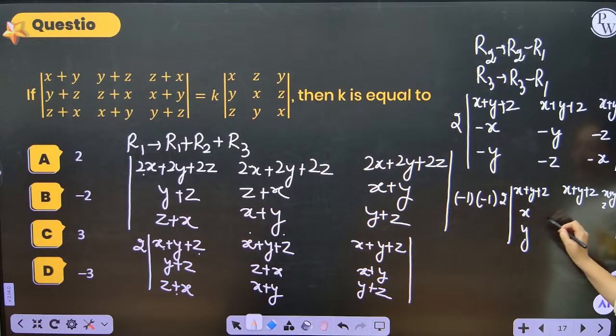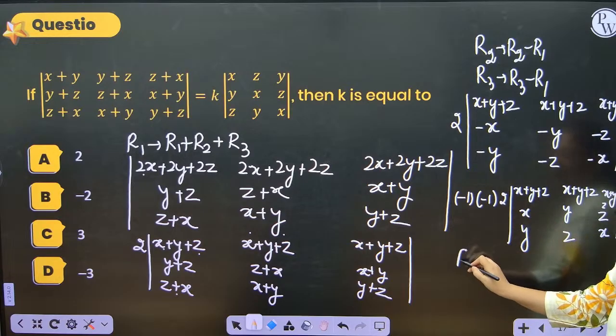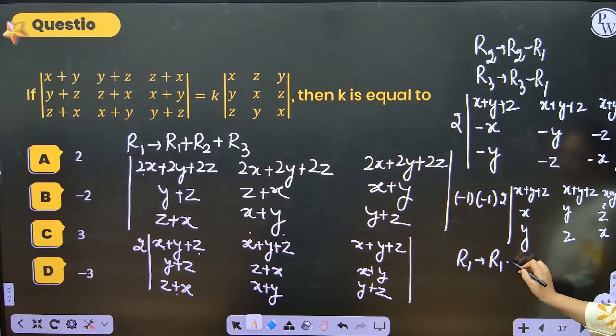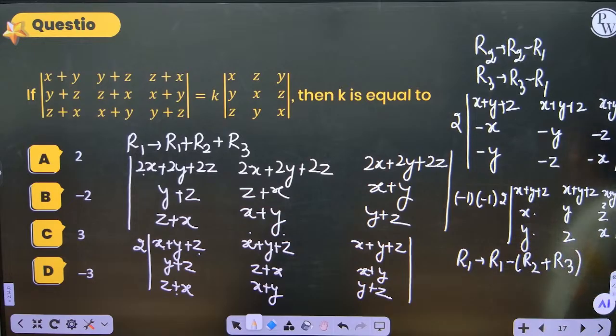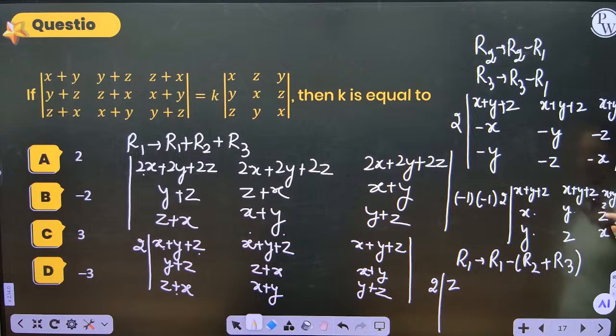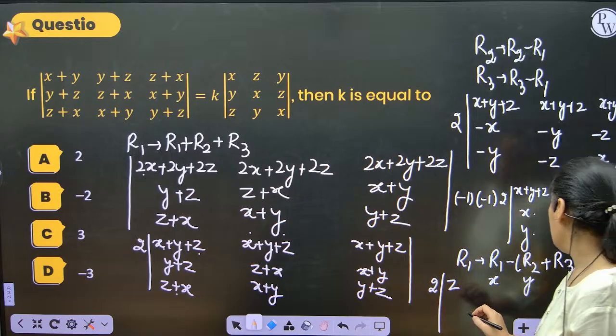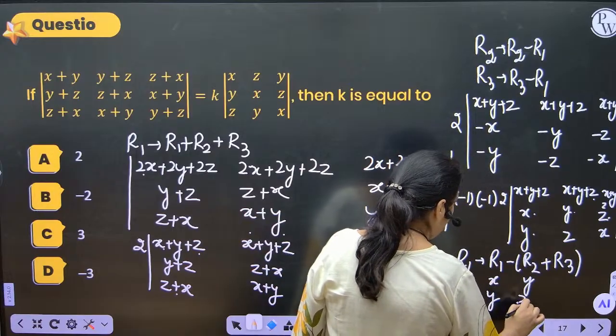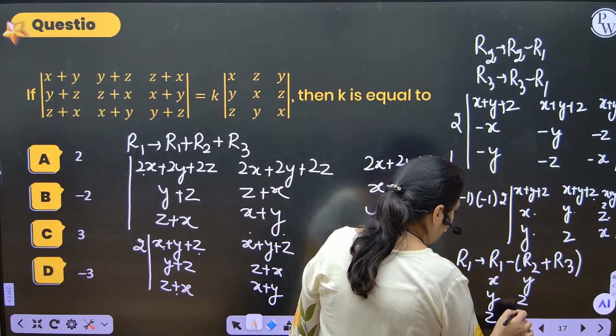Now the rows are x, y, y, z, z, x. In row 1, I can subtract row 2 plus row 3. If I subtract from x plus y plus z, only z is left; subtracting y plus z leaves only x; subtracting z plus x leaves only y. So row 1 is z, x, y, and the other rows are x, y, z and y, z, x.